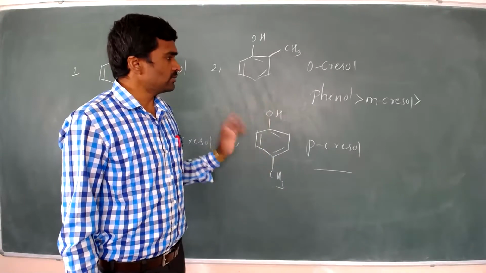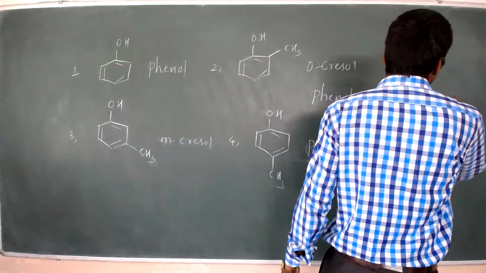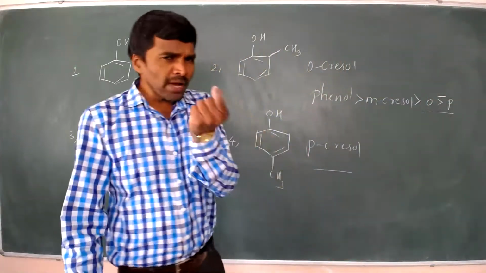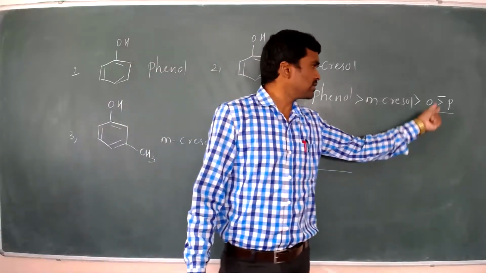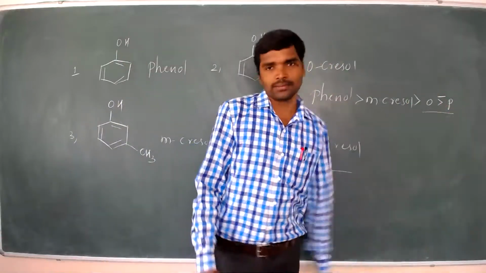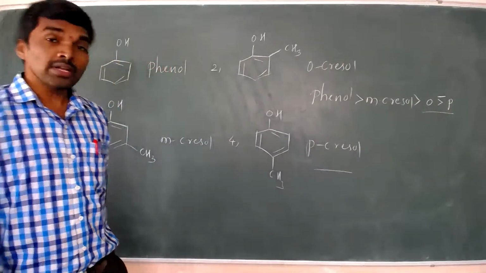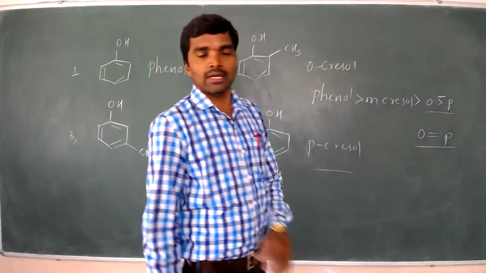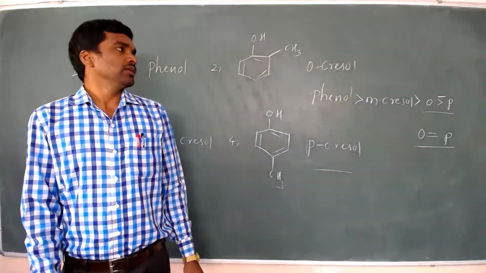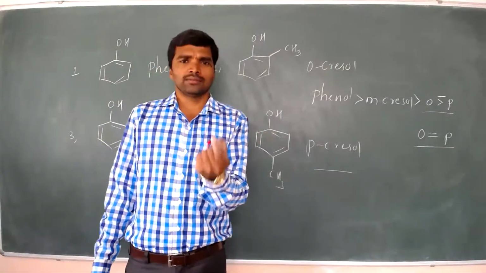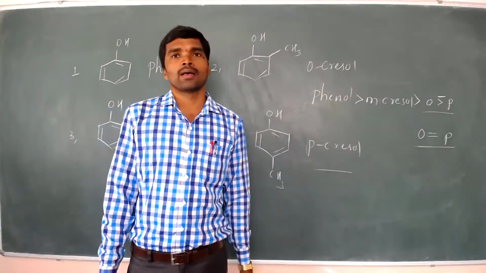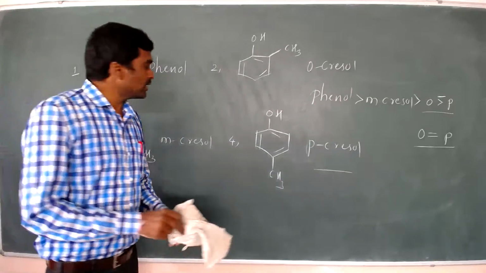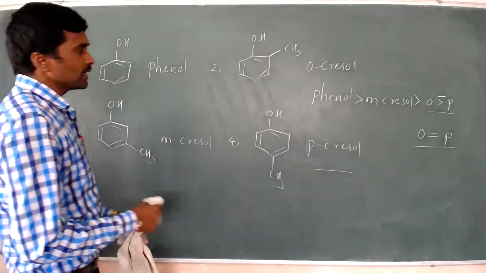If you compare, ortho and para are actually equal, only very minutely the ortho is a little greater. According to our NCERT textbook, the acidic nature of orthocresol and paracresol is equal, the same. But some other books give a minor difference, saying the acidic nature of orthocresol is higher than para. Okay, now see another important compound I am telling here.